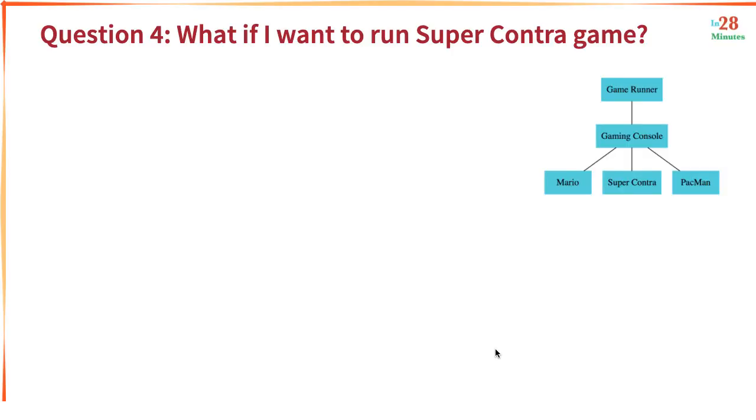Welcome back. In this step, let's shift our attention back to question 4. What if I want to run the Super Contra game? Until now, we are using Spring Framework to create instances of GameRunner and Mario and auto-wire the Mario game into GameRunner. What if I would want to run the Super Contra game? What I would recommend you do is to pause the video in here and try and see what you can do about it.